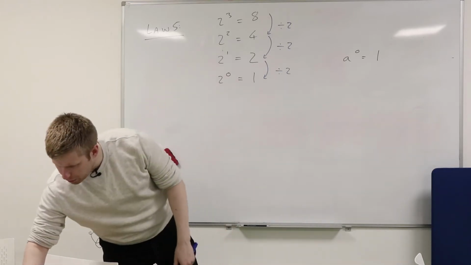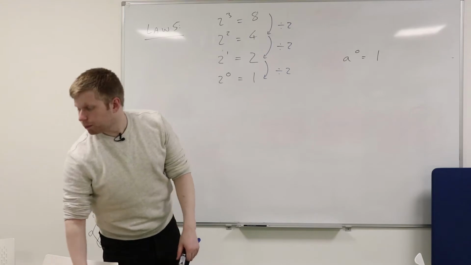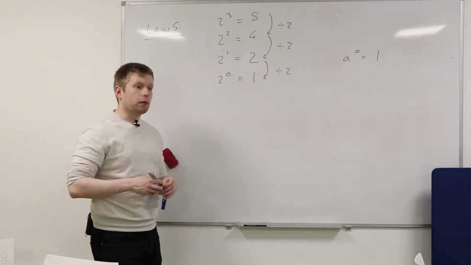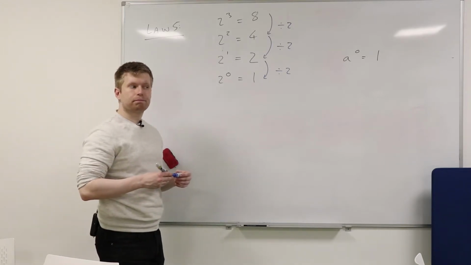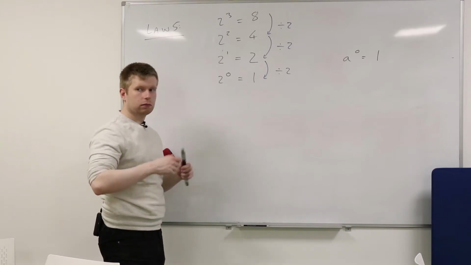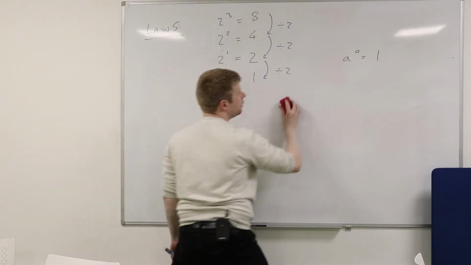Okay, so I think I've got a few examples in here. There you go, down the bottom there. A to the power of 0, that's just going to be 1. All good. Are there any questions so far? Good. Let's push ahead then.